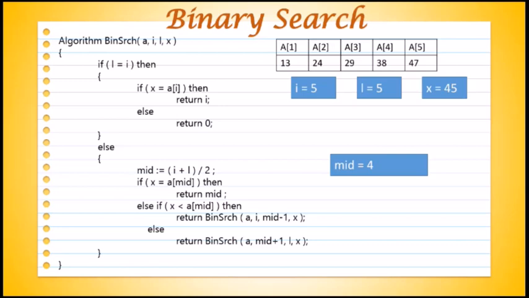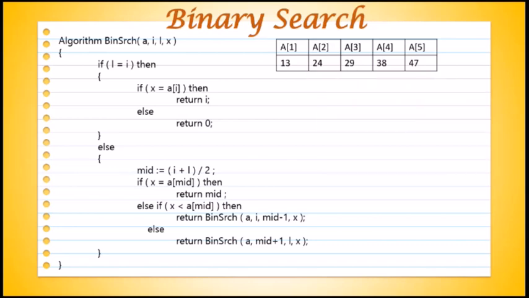So 45 is equal to 47. No, this condition is false. That means we will return the value 0. So you can say that the searching element is not present in the list because we have returned the value 0. So we are returning 0.